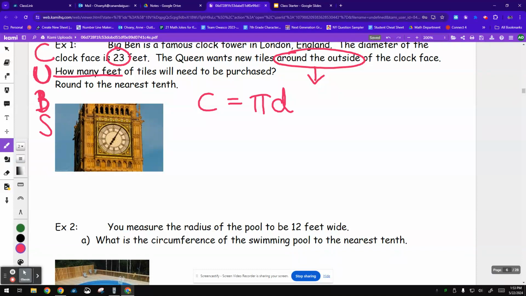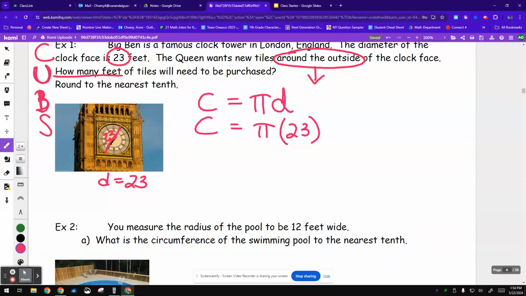I like to label my circle. Here's the clock face, and 23 is the diameter. I like to draw my diameter because if I can see something, it goes into my brain a lot better. So I recommend this, and I'm going to write d equals 23. Now I can easily plug into my formula. I'm missing a d, so I'm going to plug 23 in place of d. C equals pi times 23.